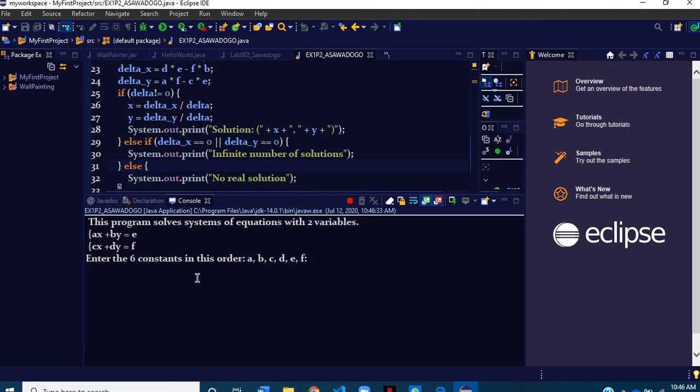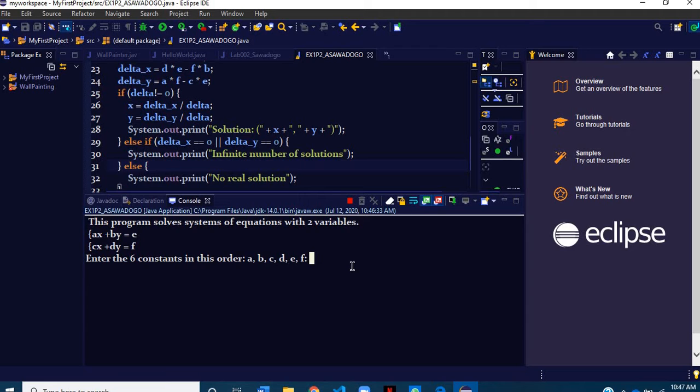Okay, it says this program solves systems of equations with 2 variables, like in this setup. Now enter the 6 constants in this order: A, B, C, D, E, F. So let's say I have 2 numbers in mind. Let's say -1 and 2.